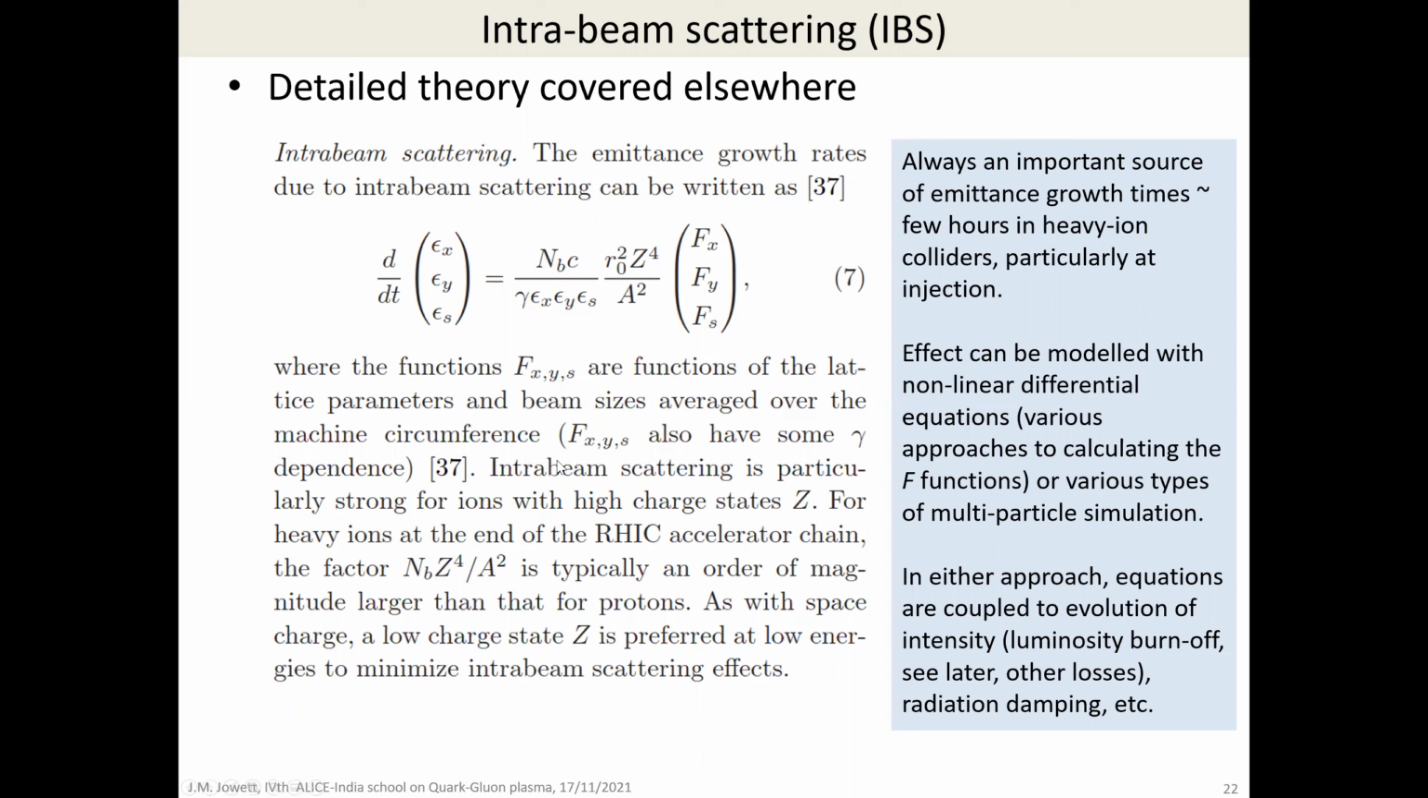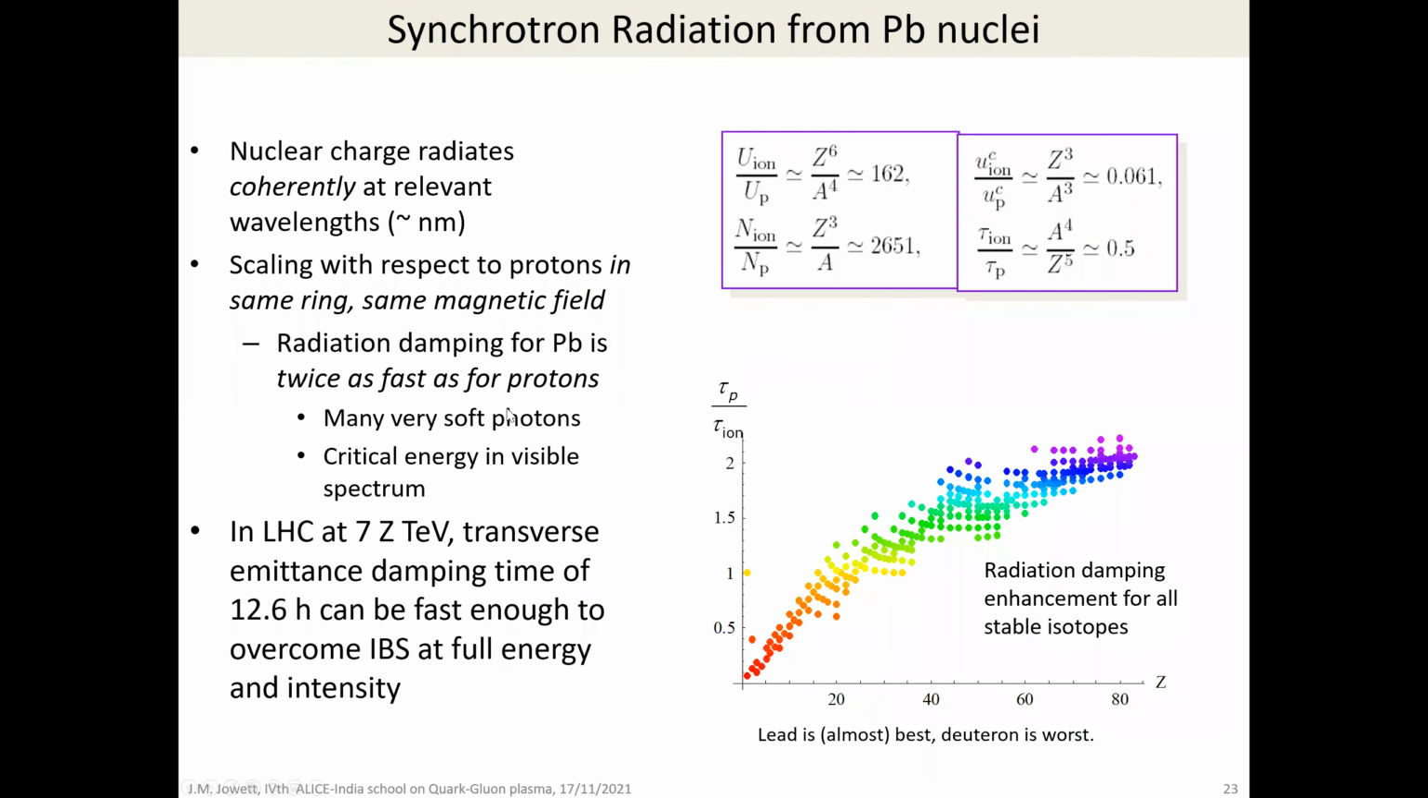We model these emittance evolutions together with the evolution of the other parameters that come into luminosity. One interesting thing about the LHC is that the energies are high enough that synchrotron radiation becomes important for hadrons and even for lead nuclei, which is sort of counterintuitive because it's supposed to only be important for light particles, but here again, the charge plays a role.